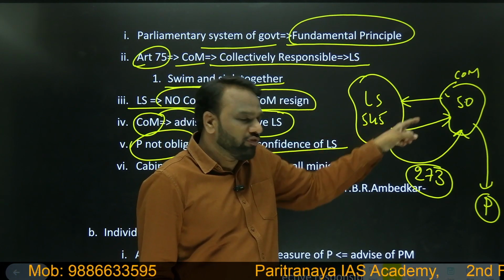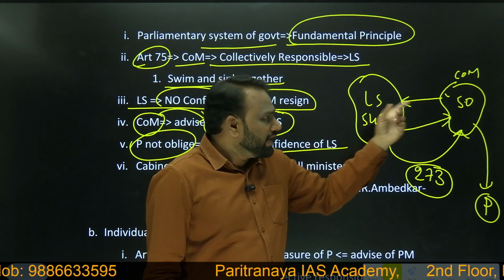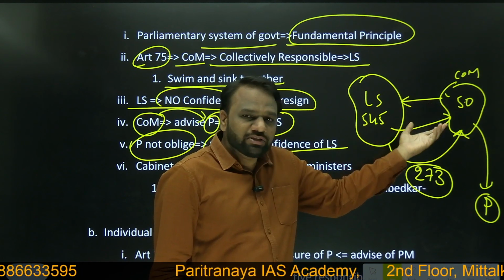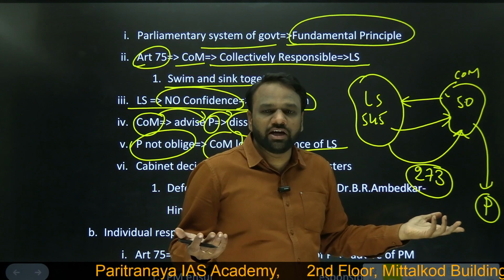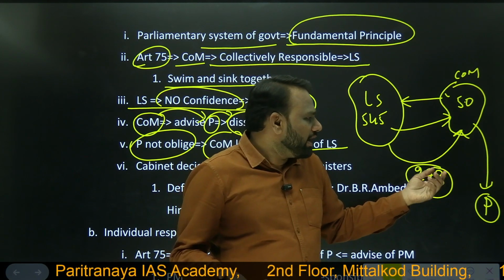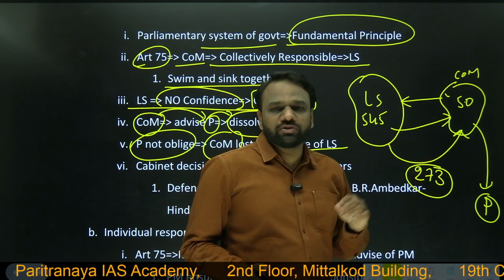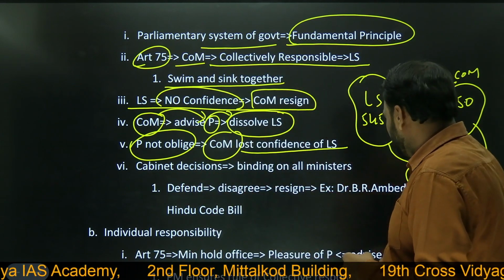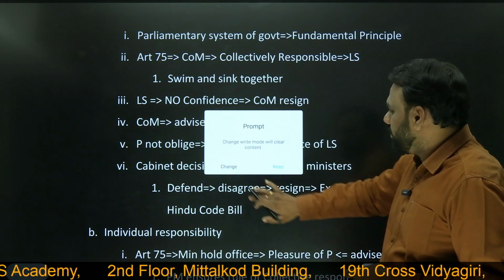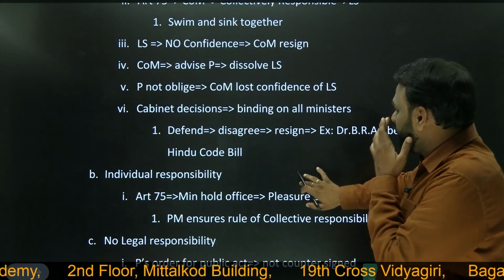When I say that the Council of Ministers enjoys the confidence of the Lok Sabha, it means they have to have the support of more than 273 members. If the Council of Ministers has the support of less than 273 members, then the President need not oblige, meaning he need not act as per the directions of the Council of Ministers. Very important. So the President will not oblige if the Council of Ministers has lost the confidence of the Lok Sabha.